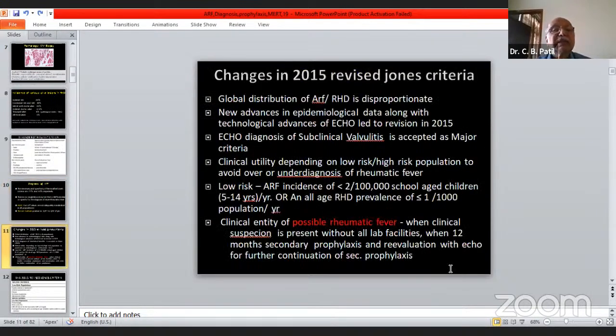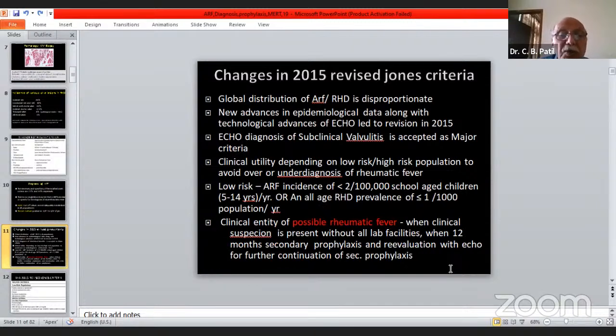So that's why in 2015, the American Heart Association revised the Jones criteria, because the global distribution of acute rheumatic fever and RHD is disproportionate in various countries. New advances in epidemiological data along with technological advances of ECHO led to the revision in 2015. ECHO diagnosed subclinical valvulitis has now been accepted as a major criterion, and clinical utility depends on a low risk or a high risk population, to avoid over or under diagnosis of rheumatic fever.